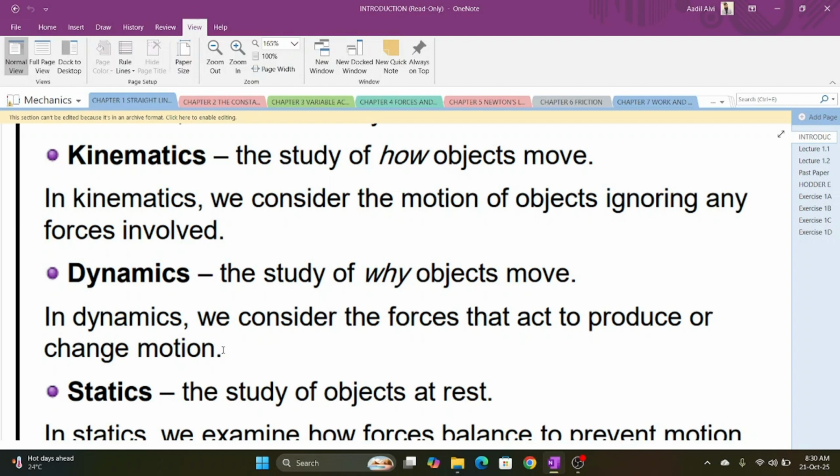Those of you who have come from the background of physics might be familiar with Newton's first law of motion. Newton's first law of motion is all about statics. Why? Because it tells us that if an object is at rest, it will continue to remain at rest unless an external resultant force acts on it. Similarly, if an object is moving in constant motion, it will continue to move in constant motion unless an external force acts on it.